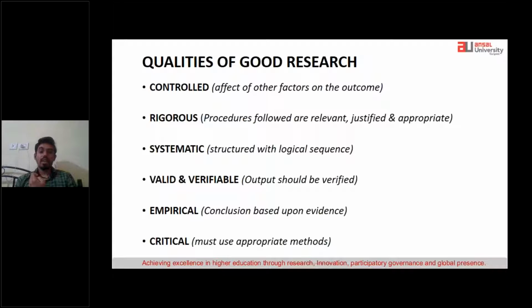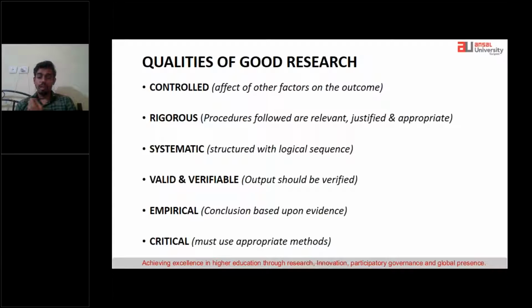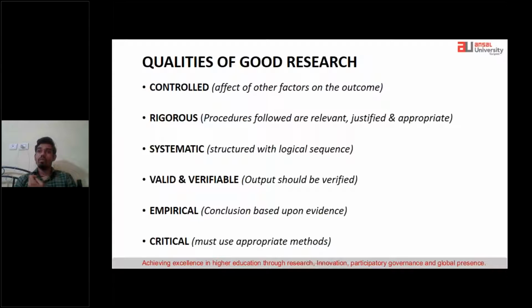Then it should be empirical, in the sense that whatever findings you give at the end of your research, the output or the results, should have a conclusion which is based on evidence. It means it should be justified. Whatever recommendation or output you are giving should have some backup of evidence. It should have scientific evidence which can back your output. Then only it is reliable. You just cannot say, okay, this was my finding. No, we cannot do that. We should always back our output with some scientific evidence.